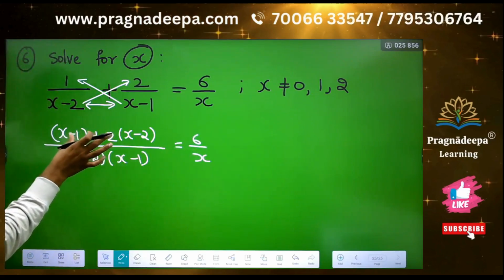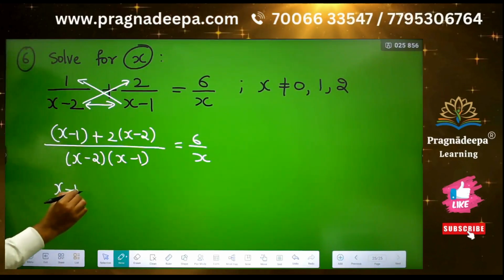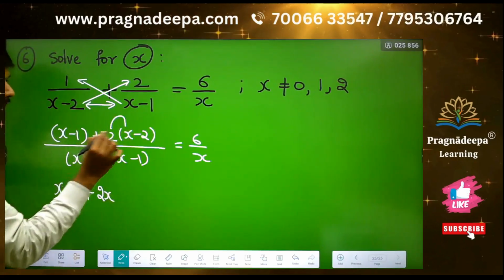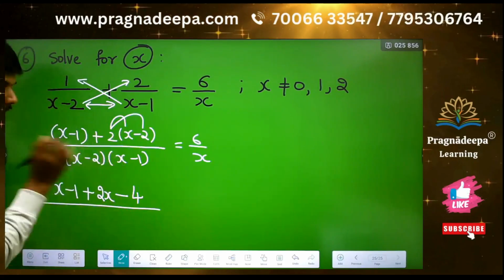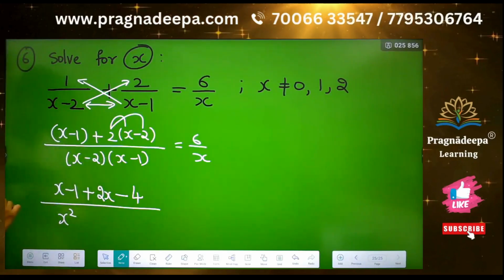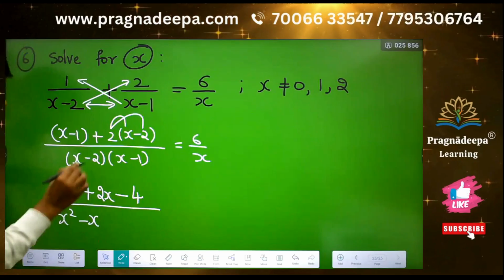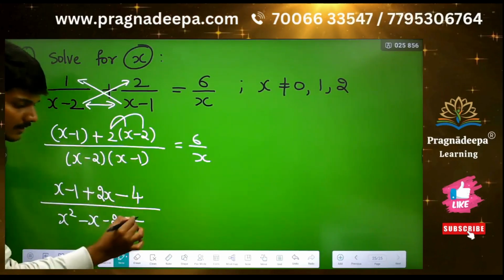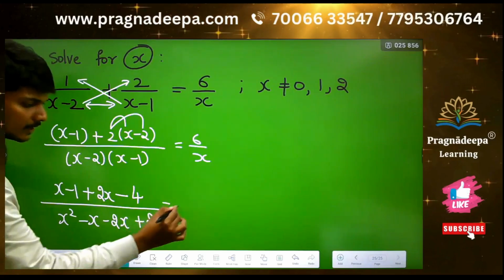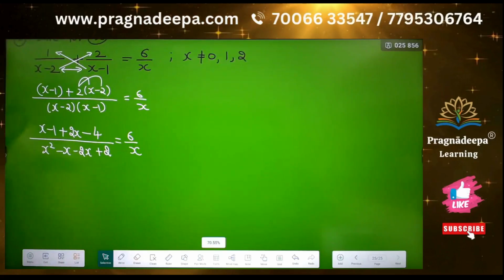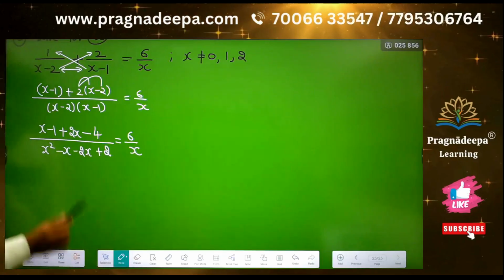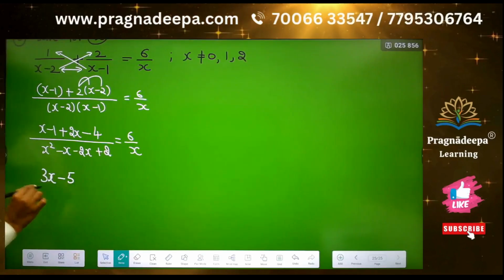Now first let us simplify the numerator. x minus 1 plus 2 into x is 2x, plus 2 into minus 2 is minus 4. Divided by, simplifying the denominator, x into x is x square, x into minus 1 is minus x, minus 2 into x is minus 2x, minus 2 into minus 1 is plus 2. Simplifying further, the numerator gives 3x minus 5 divided by x square minus 3x plus 2 is equal to 6 by x.